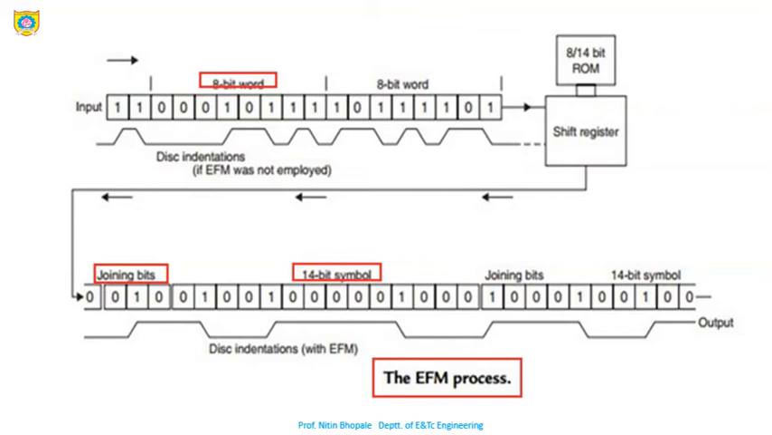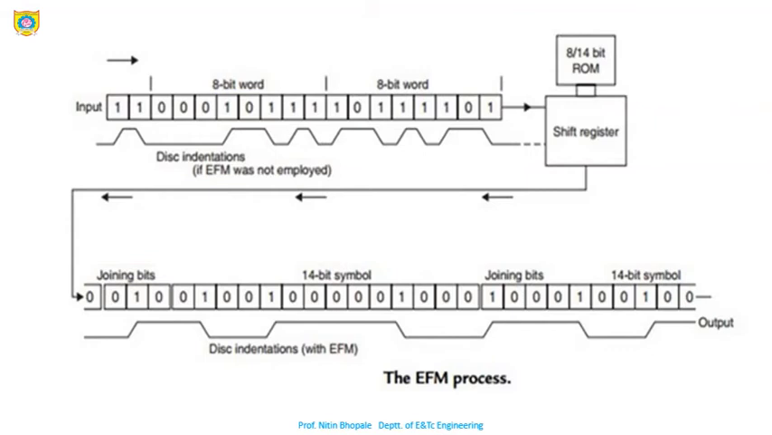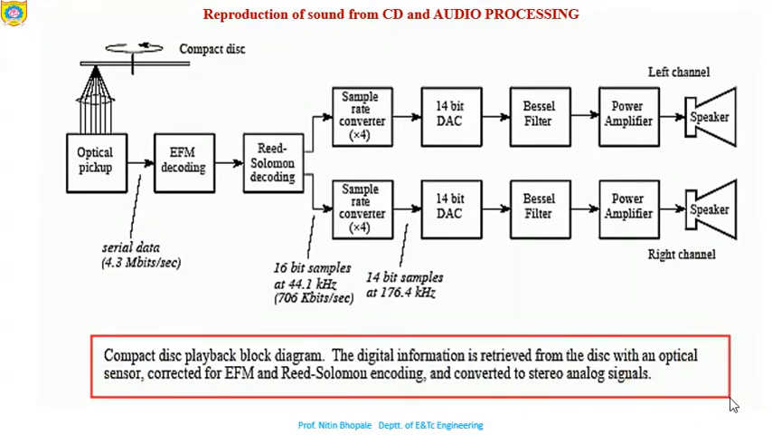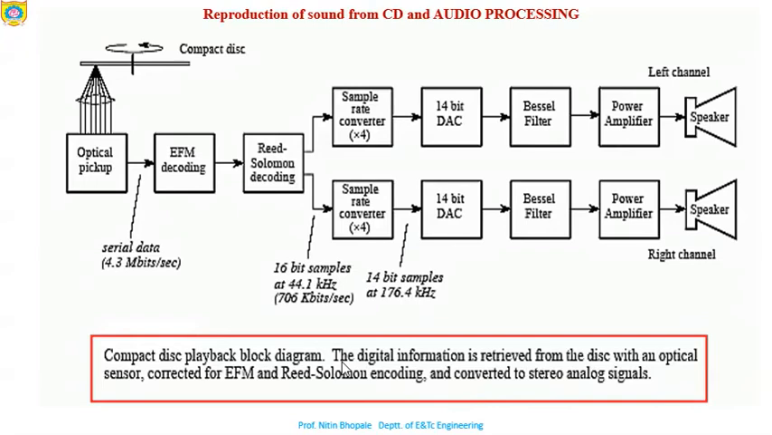When we want to recover the audio, or whatever input was provided to the CD, we retrieve the data back and convert it into audio. This is the reproduction of sound from the CD and audio processing. It is quite clear from this compact disc block diagram: the digital information is retrieved from the disk with an optical sensor, corrected for EFM and Reed Solomon encoding, and converted to a stereo analog signal.